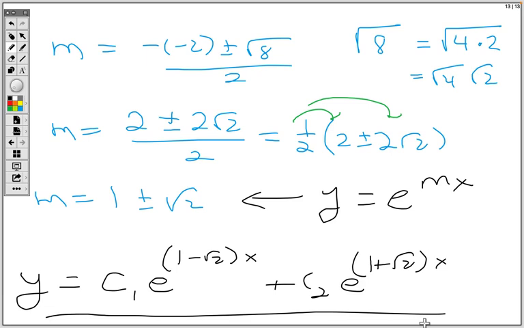Any questions on that example? Getting the roots m, getting those solutions, simplifying them. If you try to rush through the algebra, you'll pay for it later. So just take it one step at a time.